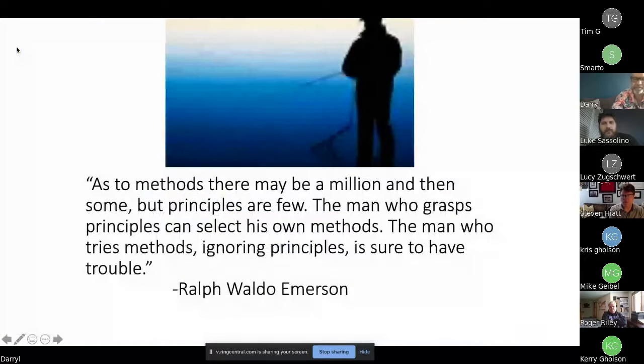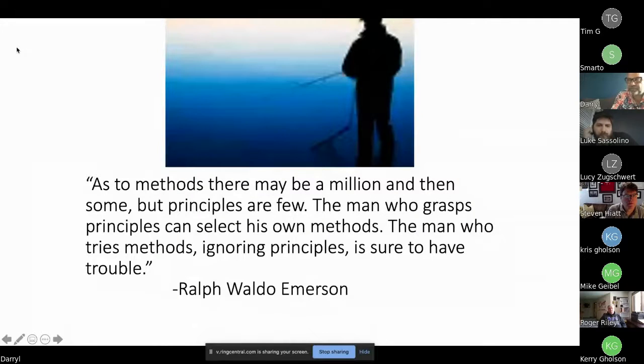Okay, I'm going to talk today a little bit about some of the principles of the game and how we coach around principles. So there's a little quote there. As to methods, there may be a million and then some, but principles are few. The man who grasps principles can select his own methods. The man who tries methods, ignoring principles, is sure to have trouble. And hopefully as we go through this presentation, you'll get an idea of how that all works.